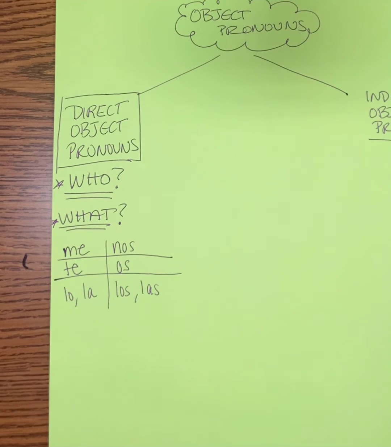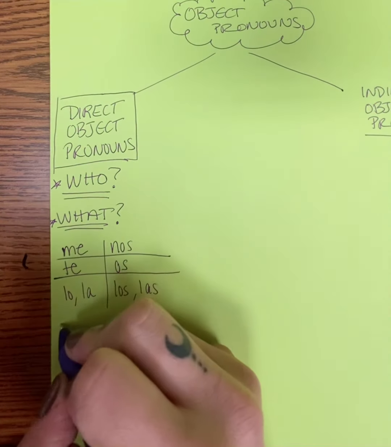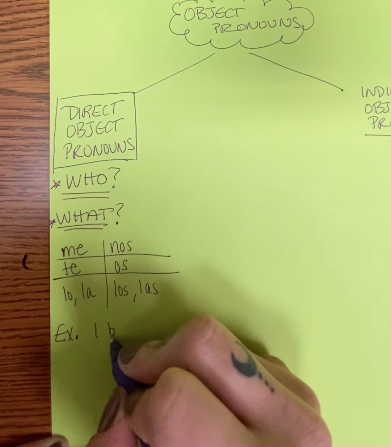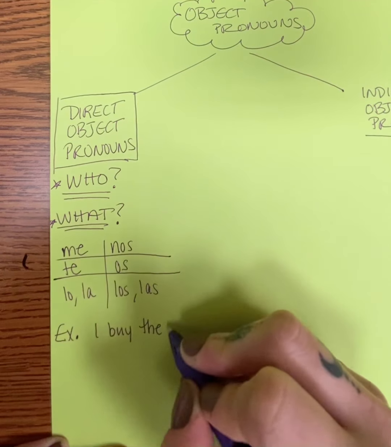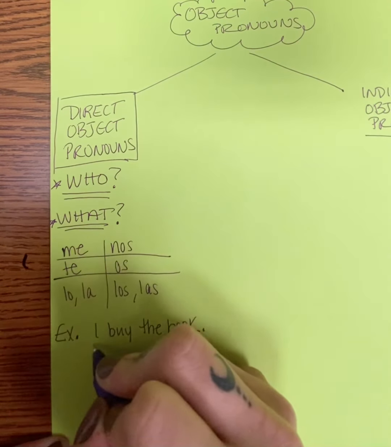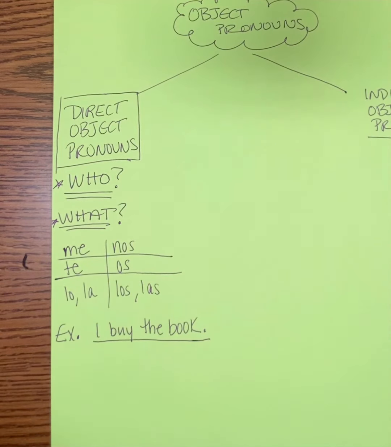Let me give you an example of a direct object and replacing it with a pronoun. So my goal right here, I'm going to give you a sentence. We're going to figure out what's our direct object. Then we're going to replace it with a direct object pronoun, firstly in English. So here's an example. I buy the book. So up here I say it answers two questions. Finding our direct object, right? Our direct object answers two questions. Who or what? Well, look, we have a who and we have a what in this sentence.